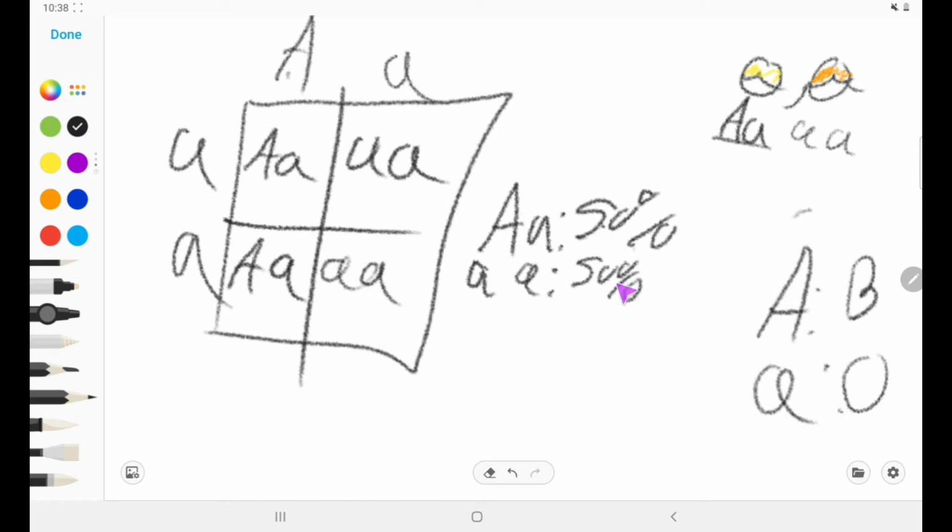This person has a 50% chance of having lowercase a, lowercase a, which means that this person will have orange hair. And they'll be able to spread this quality of having orange hair since they have the lowercase a. So that's pretty much all we have to do for Punnett squares. Now let's go over another example, just to make sure we 100% understand this concept.